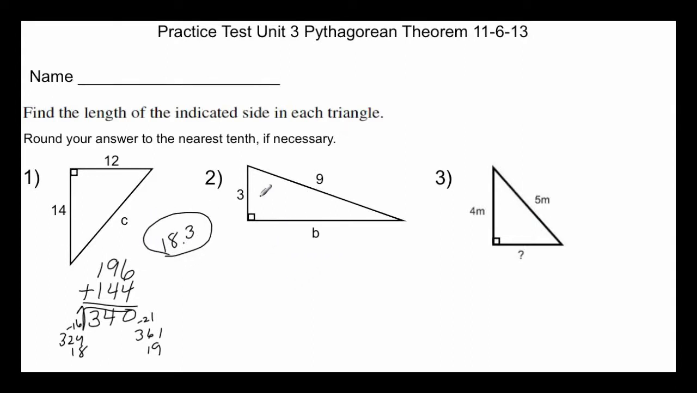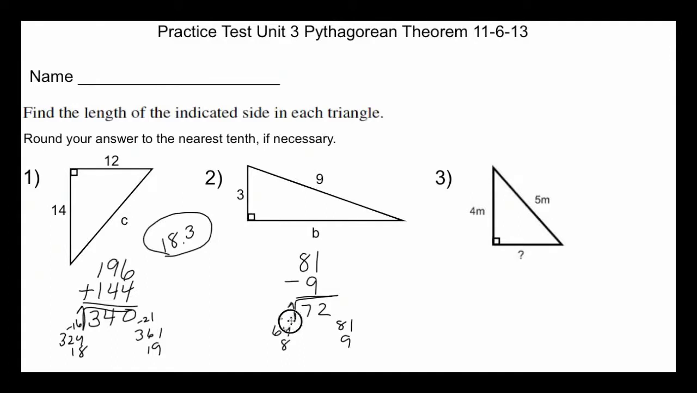Okay, in this problem, I know one of the legs and the hypotenuse. A common error is students will think, well, this problem is like 1, and they'll square the 3 and the 9 and add them. When in fact, you need to square the hypotenuse, 81, and subtract the square of the leg. So that would be 72, and the square root of 72 is between 64 and 81. So it's between 8 and 9.